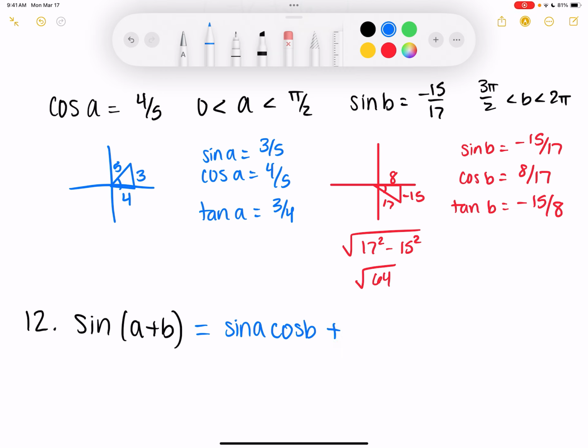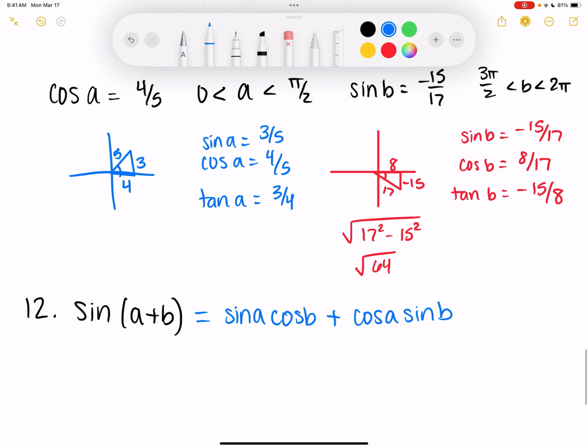Plus cosine A times sine B. Yep. Sine A cosine B plus cosine A sine B. So remember, sine has the same sign and they're opposite functions together. Cosine is opposite signs but the same function. All right, so now I take this information that I've written here and I just fill it in.